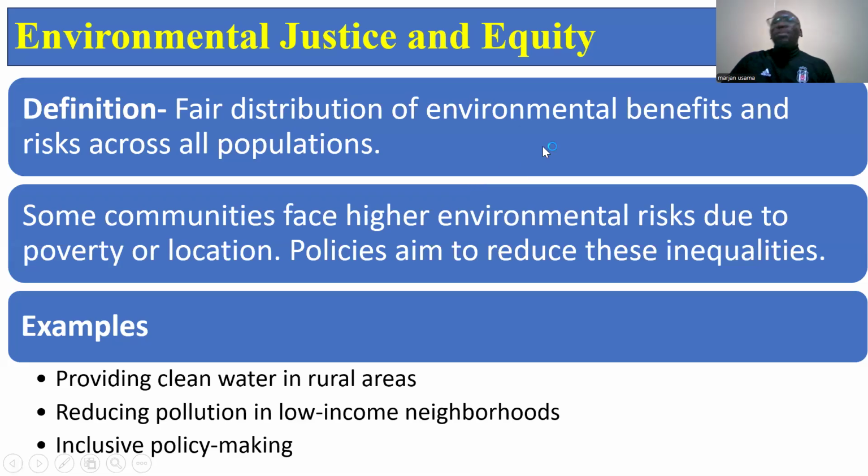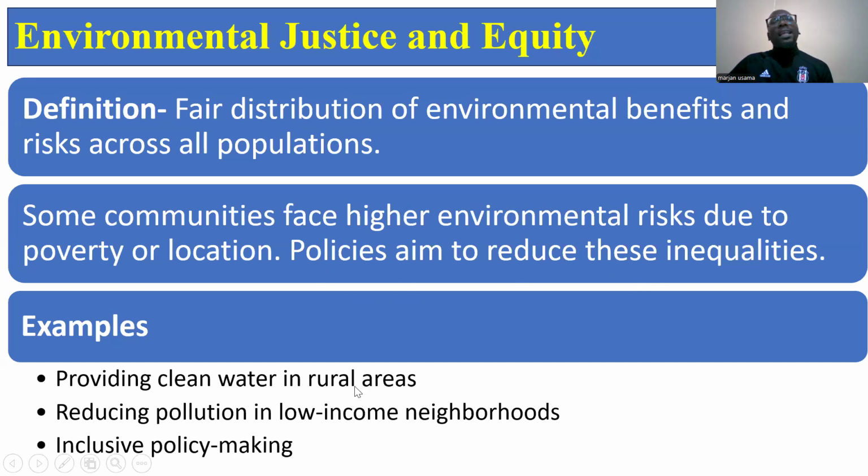We are all the same. So the benefits should be the same. And if it is the risk, all of us should face the risk. So some communities face higher environmental risk due to poverty or location. Sometimes they are masakin, where they live is not that good. For example, they live in slum areas, you know. So policies aim to reduce these inequalities.